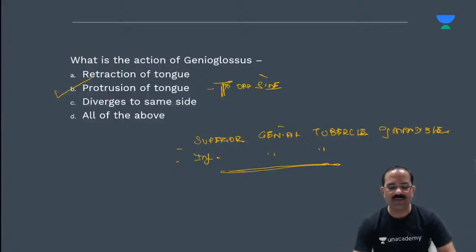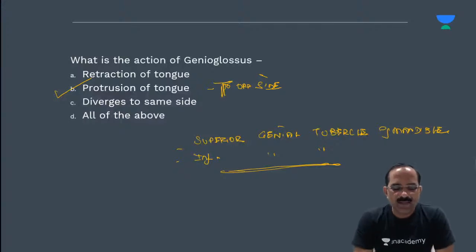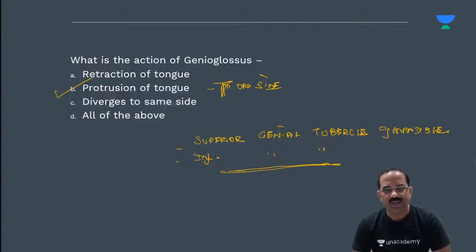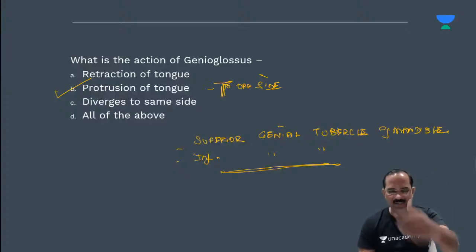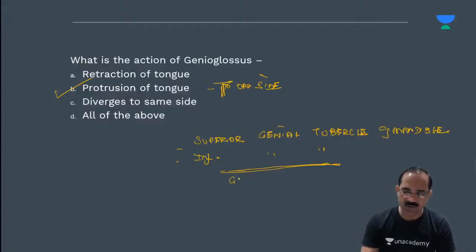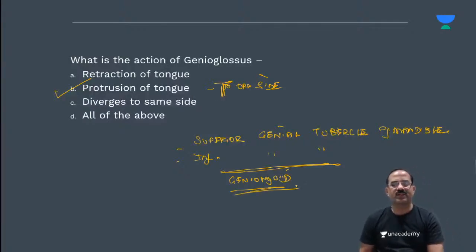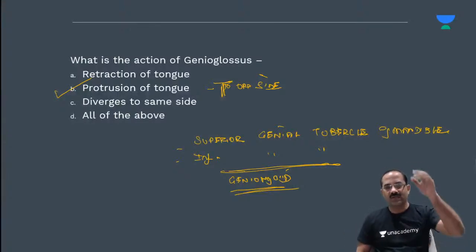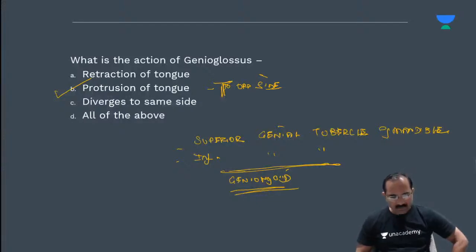Styloglossus arises from the styloid process. Inferior genial tubercle to the hyoid is the geniohyoid. Why have I told you about geniohyoid specifically? Because I want you to know by whom it is supplied. The geniohyoid is supplied by, come on students, anyone?